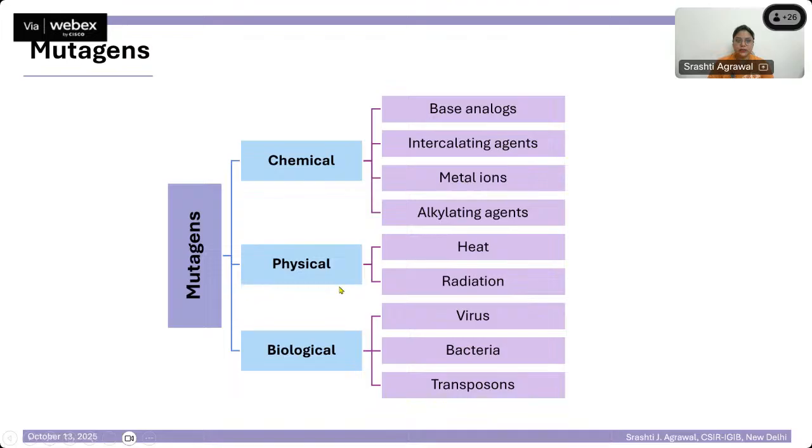Then we have physical mutagens like heat or radiation, which can change the bases in the DNA, which would then be recognized in a different manner in the next replication cycle, and thus lead to errors. Then we have biological mutagens like virus, bacteria, and transposons, which might lead to either changing of specific bases or insertions of specific elements, thus leading to different types of mutations.